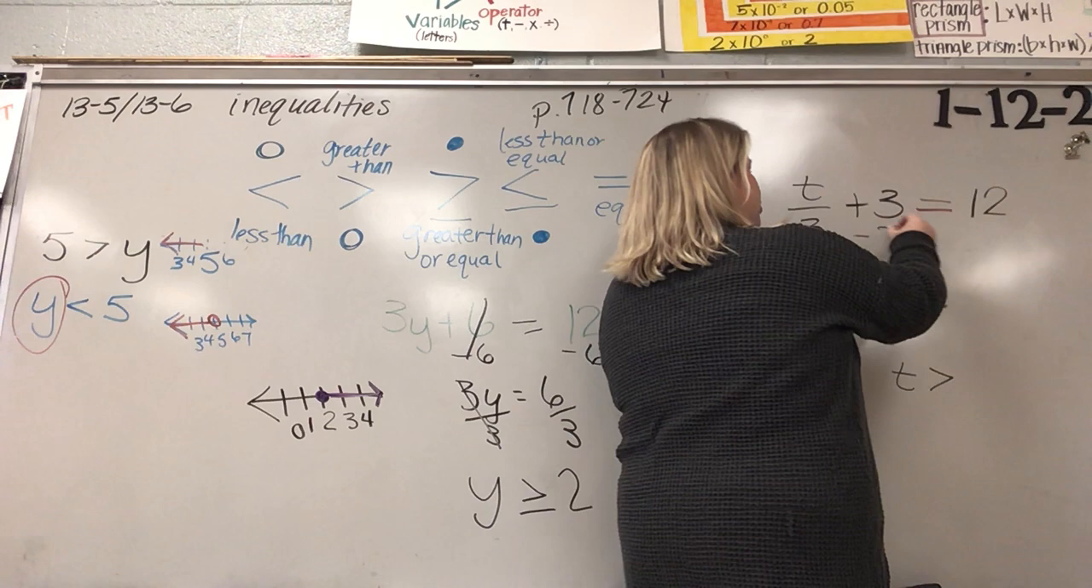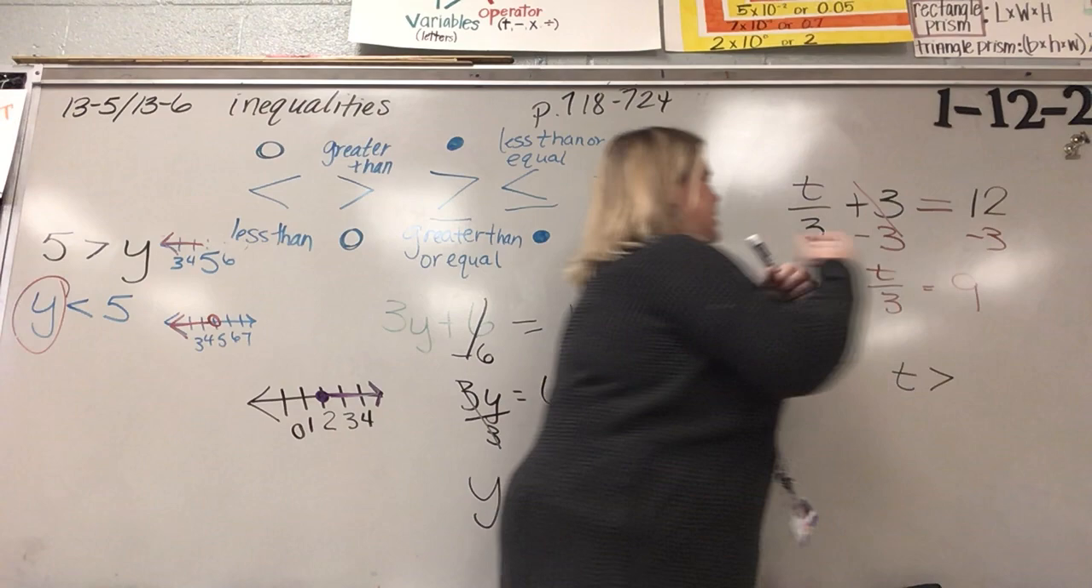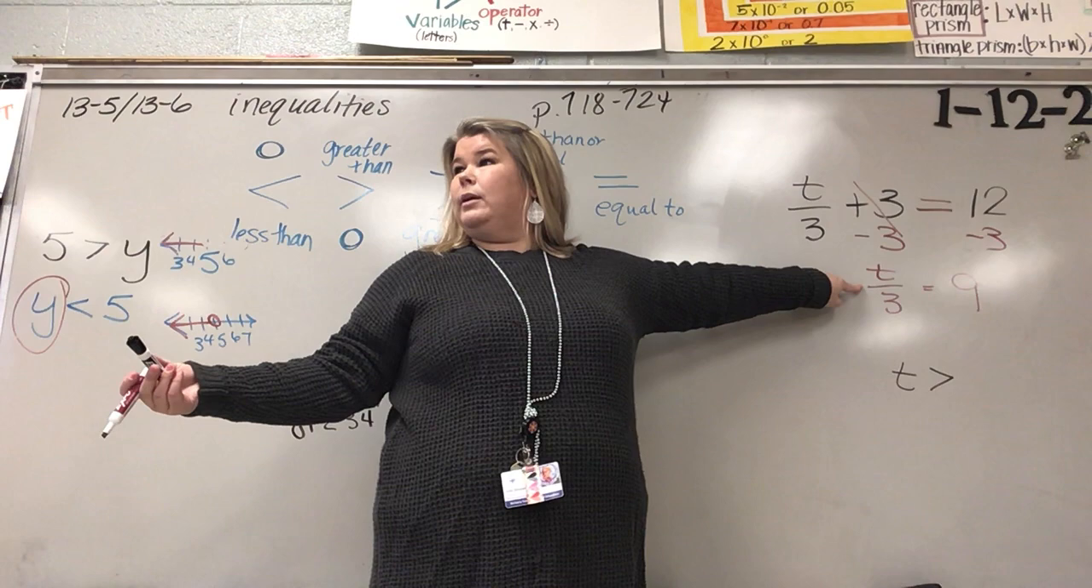Cancels out with three. That cancels out. Leaves me T over 3 is equal to what? Nine. Now, they're dividing by 3, so what are we going to be doing? We're timesing.